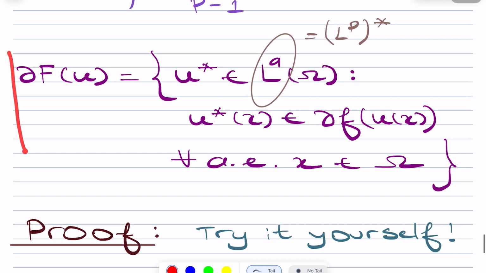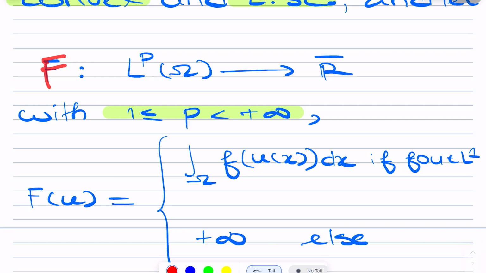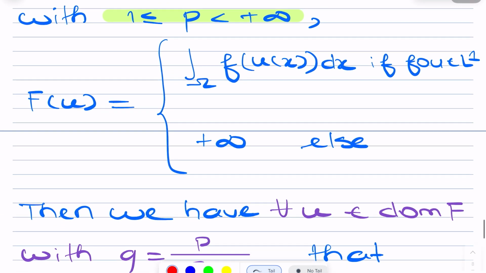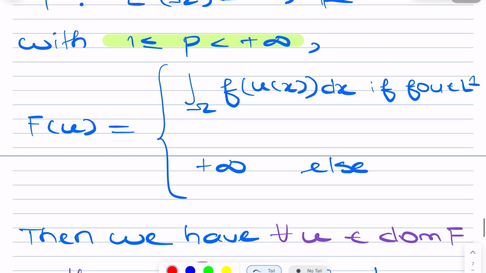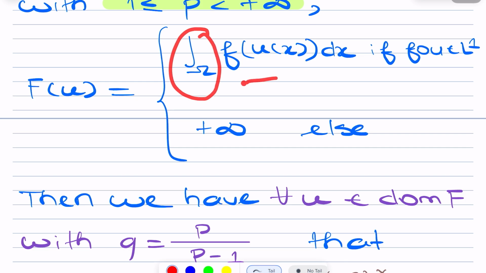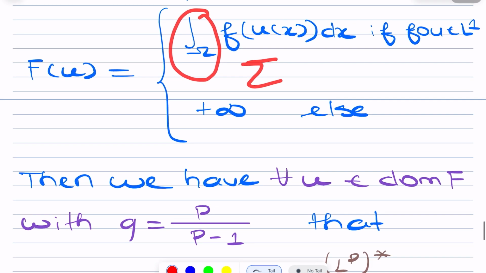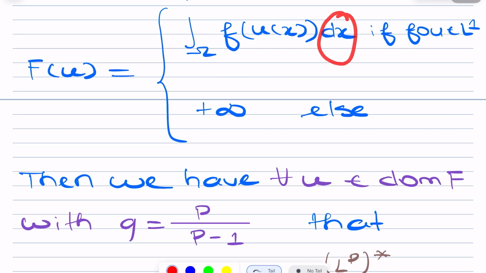Also what you have to know is that this holds even if you replace capital L^q with little l^q. So instead of defining our function capital F on the space L^p, if this was defined on little l^p of omega, this also holds. What I'm basically saying is that you can have the same thing with the integral being replaced by the discrete sum. So instead of a continuous measure, this also holds for counting measure.